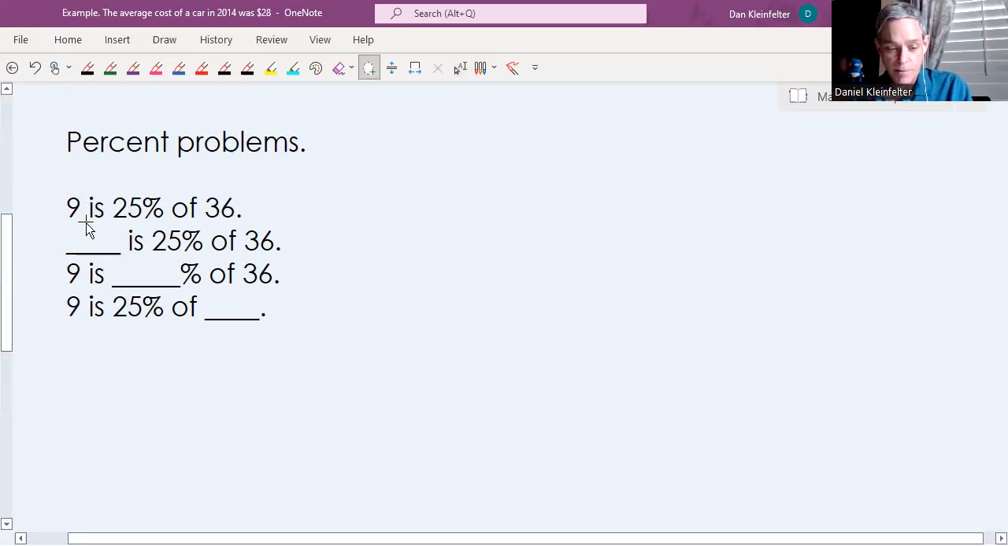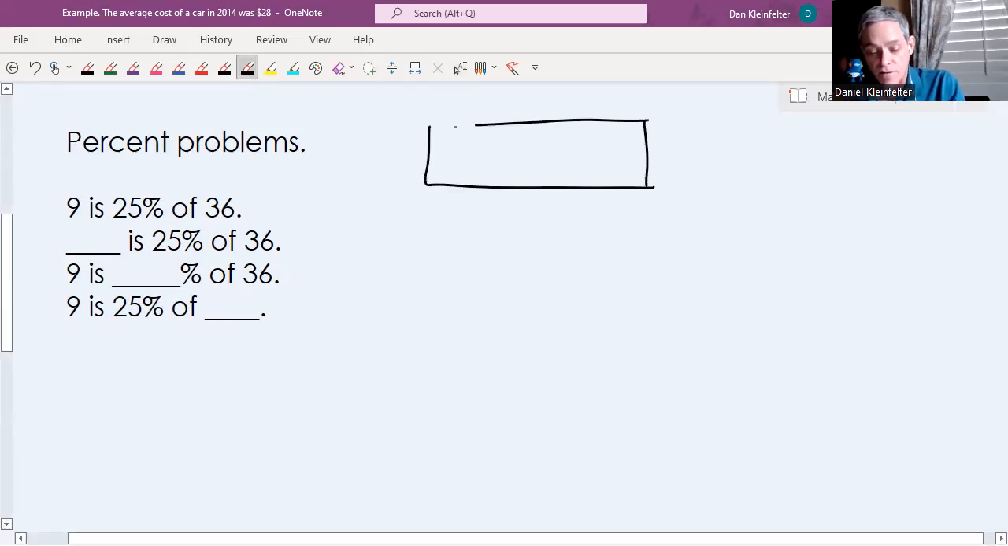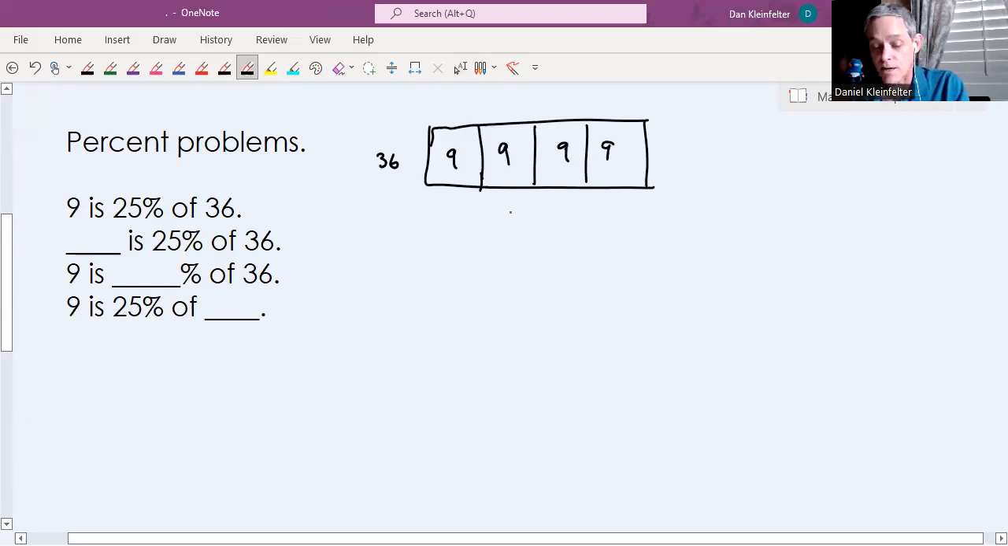So for example, we know that 9 is 25% of 36. If you take 36 and divide it into 4 parts, there are 4 nines that make up 36, and 100% is the whole. And so each of those parts is 25%. 9 is 25% of 36.